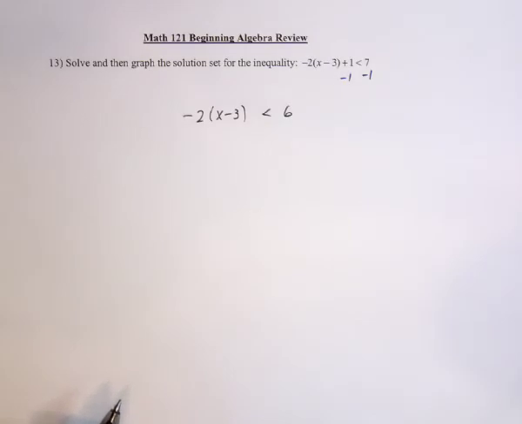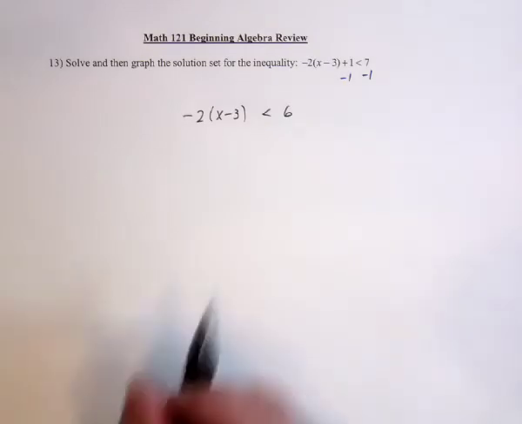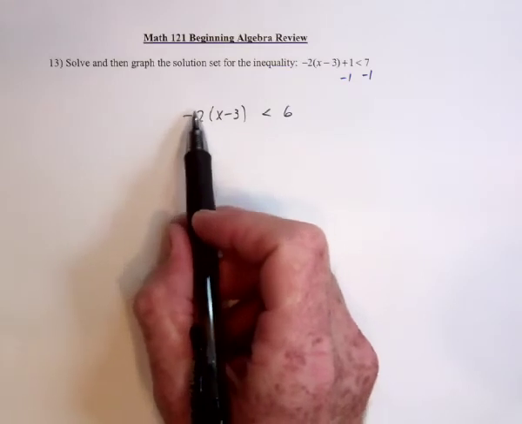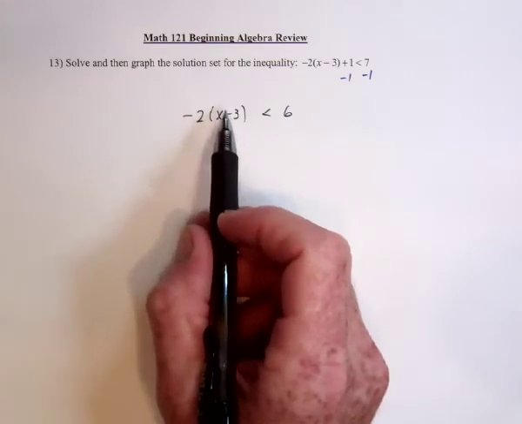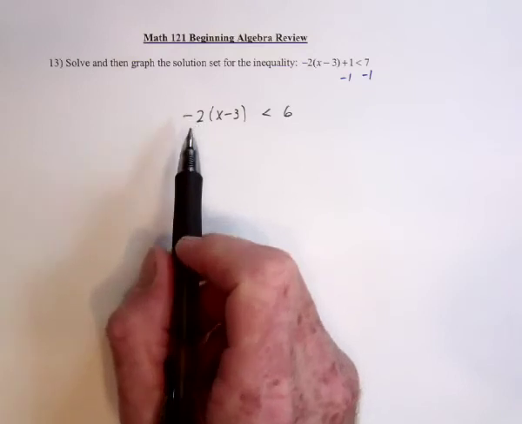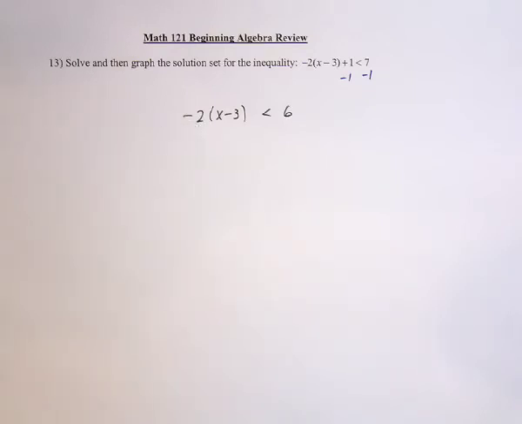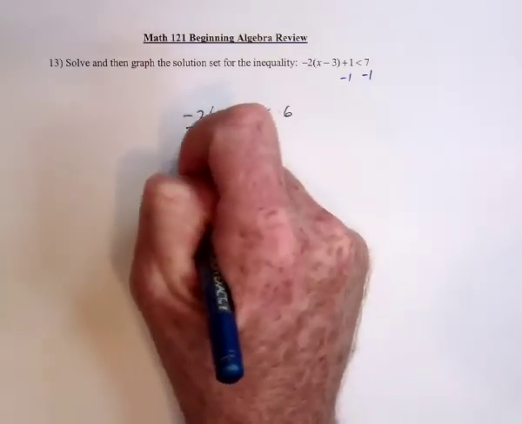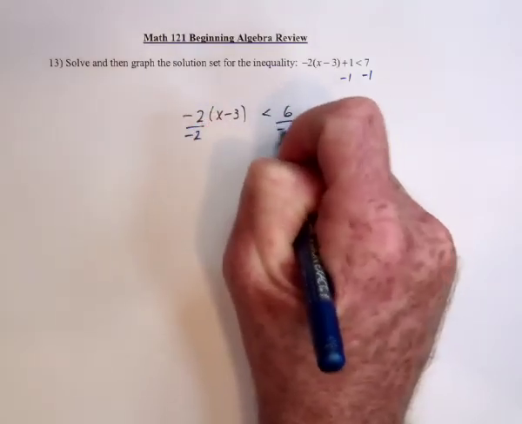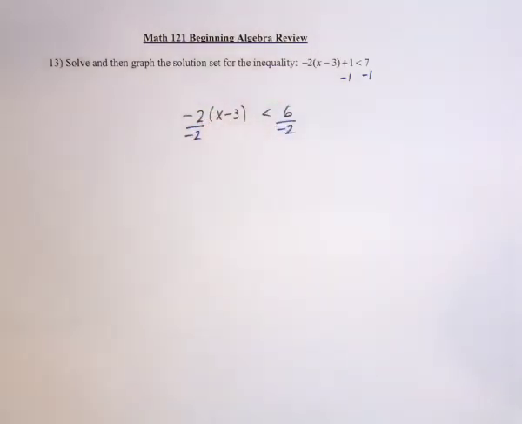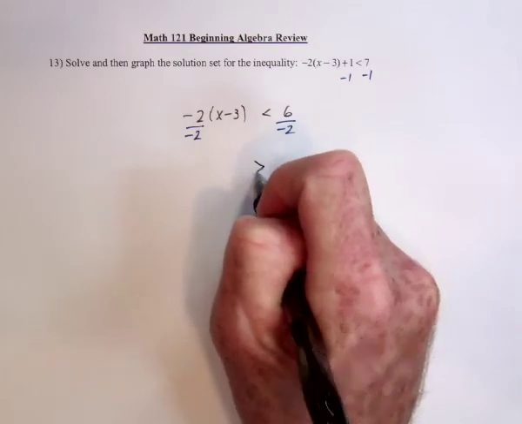Right now there's a choice. We could either distribute the -2, multiply through, and then continue from there, or you can get rid of the -2 right now. And that's the way I'm going to do it. I'm going to get rid of it, divide both sides by -2. And then that's the step that's going to change the direction of the inequality.